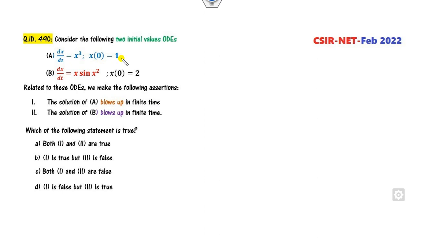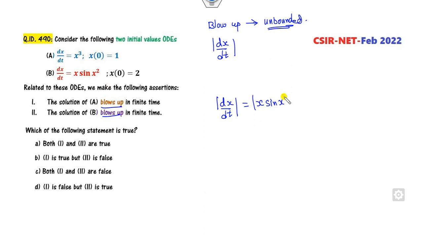Okay, next one is again a differential equation. So whether it will blow up here. Whenever there is a question related to this, that means they are talking about the unbounded solution. So what will happen if I take the first option? This is my second option. What is the second option? This is x sin of x square. This is less than or equal to mod x.